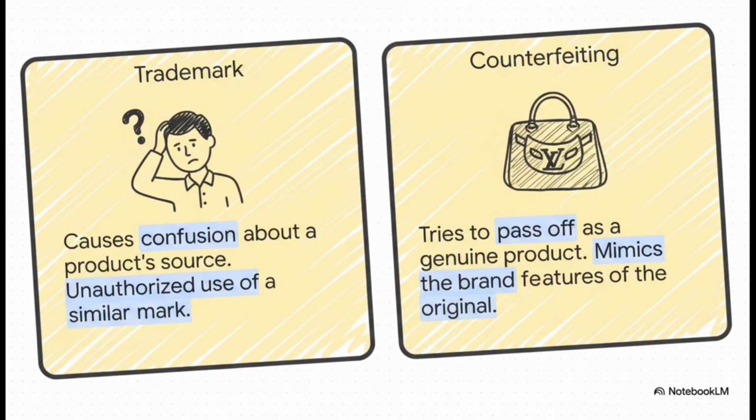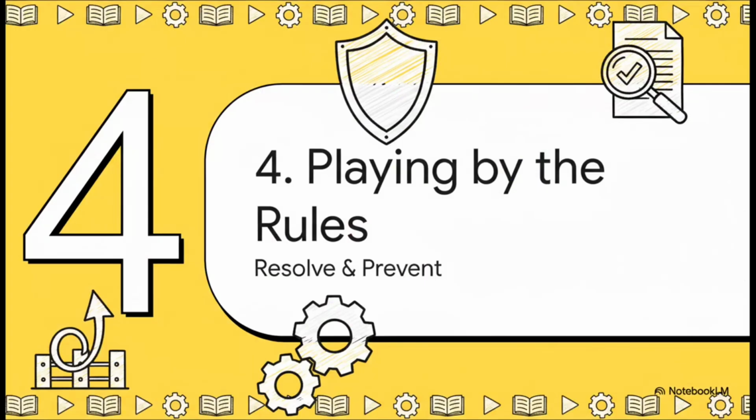So here's probably the simplest way to think about it. Trademark infringement creates confusion about whether your app is connected to a brand. Counterfeiting is pure imitation. It's pretending your app is that brand's product. And you can bet both are very serious violations. Okay, so we know what not to do.